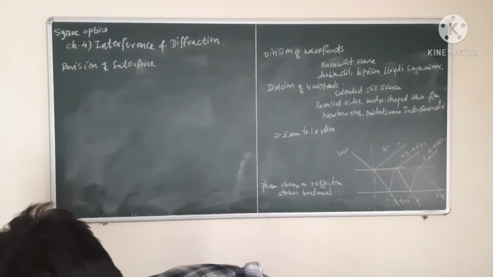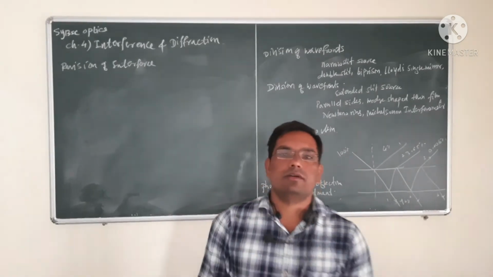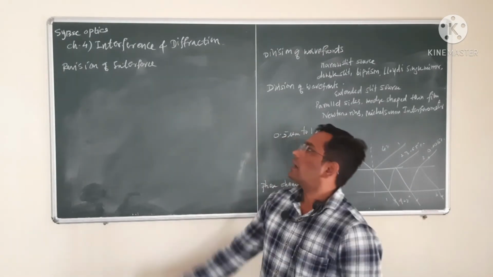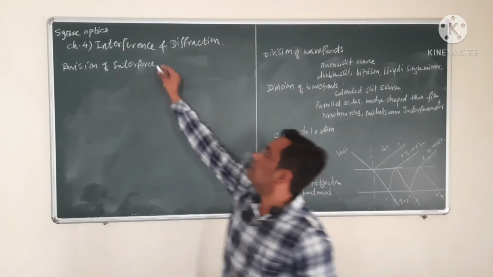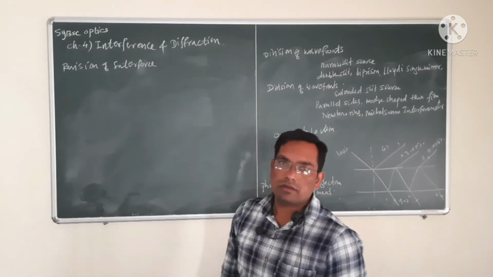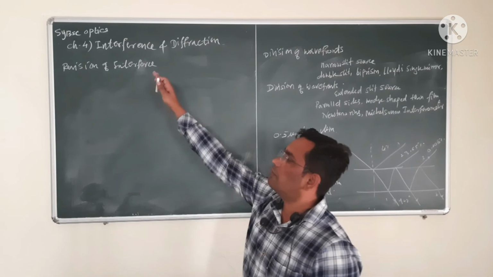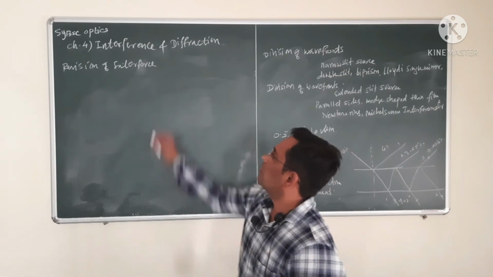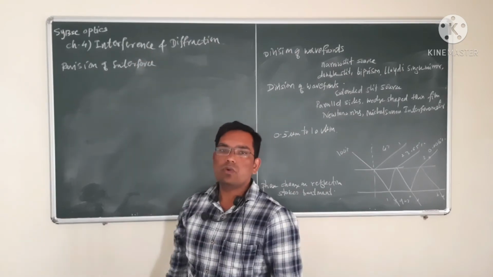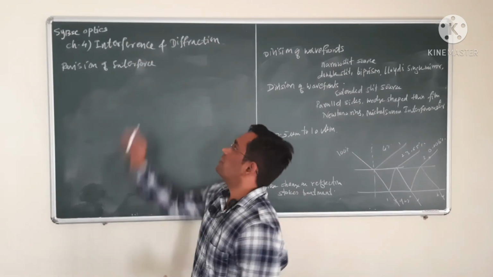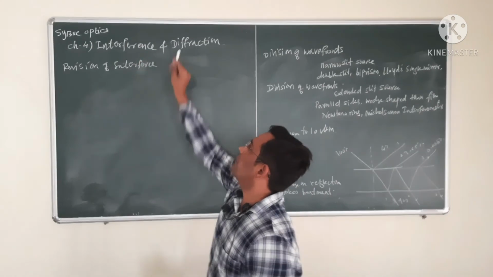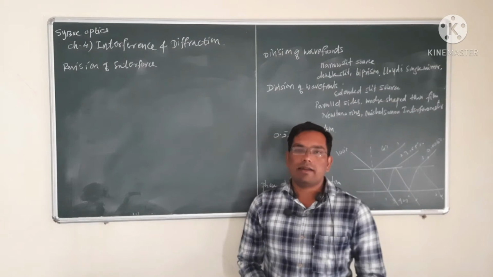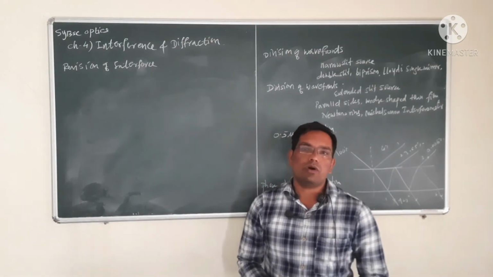Today we are going to start chapter number 4 of your S.Y.BSc course. Title of chapter is Interference and Diffraction. So our course will be optics. So in fourth chapter, here we are going to see two phenomena of light. First phenomena is interference, second phenomena is diffraction. Those two phenomena are related to wave nature of light.